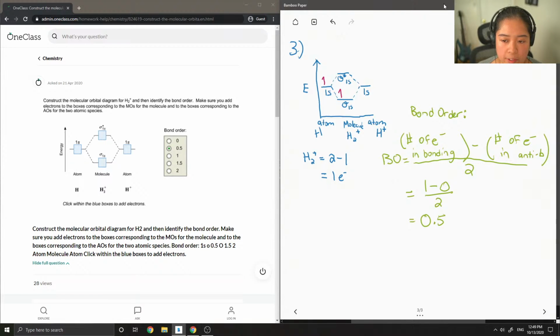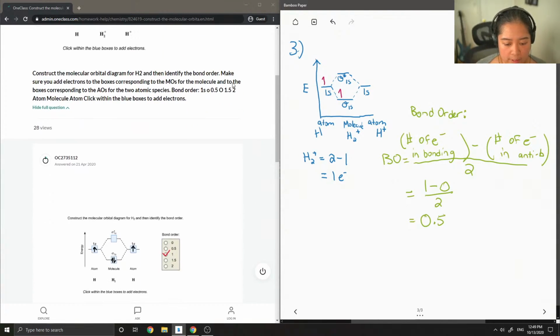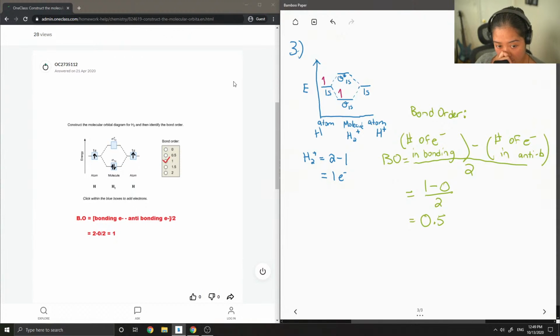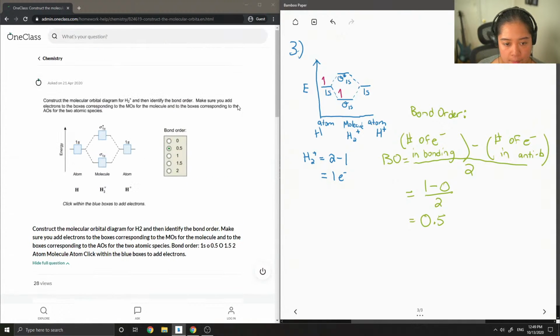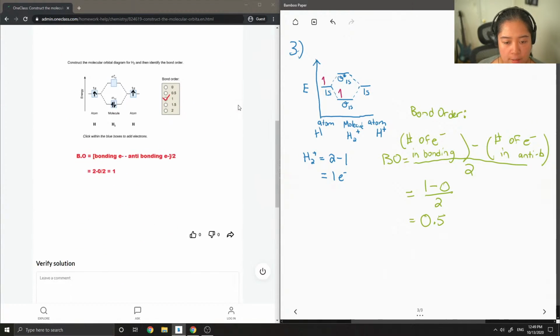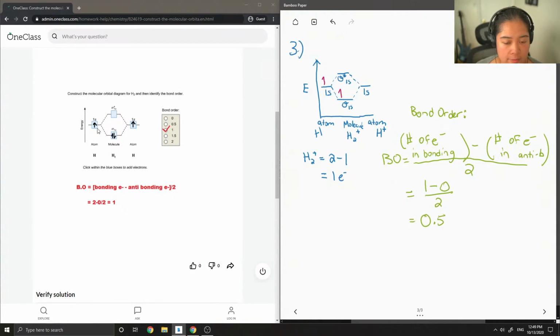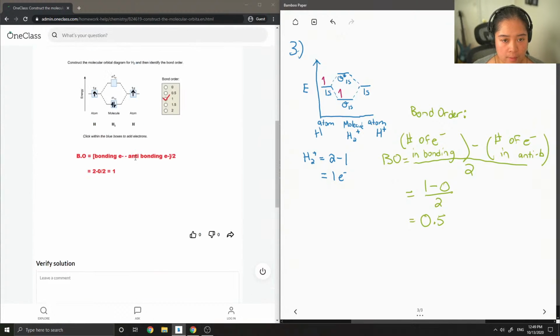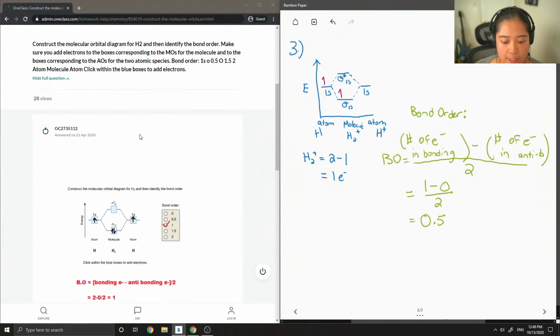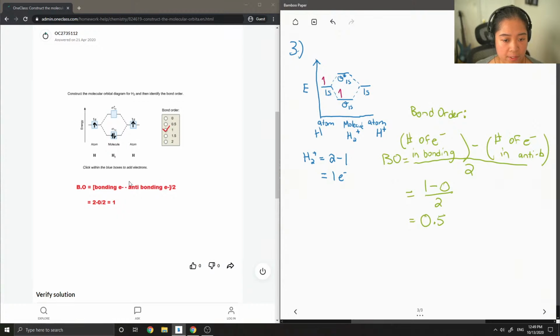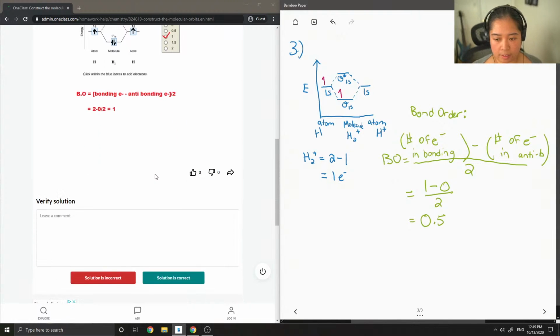So I'm just going to confirm and verify with the answer given here. Okay, so the answer given here is a different, yeah, so this is H2 and not H2+. So this particular answer is correct, but since the question that we're looking for is for H2+, it would be missing an electron, and the bond order would be equal to 0.5. So I'm just going to write that down.